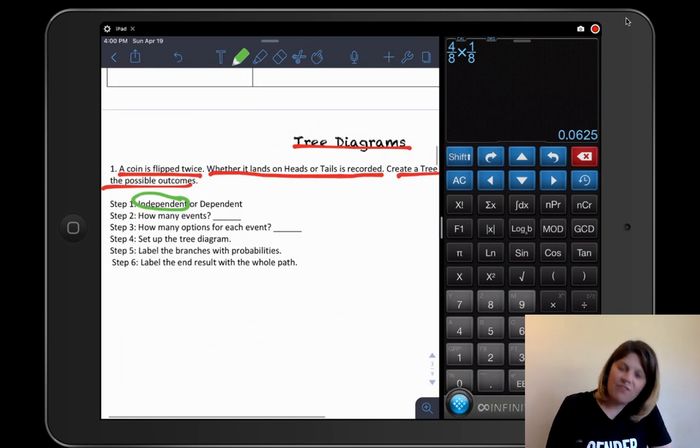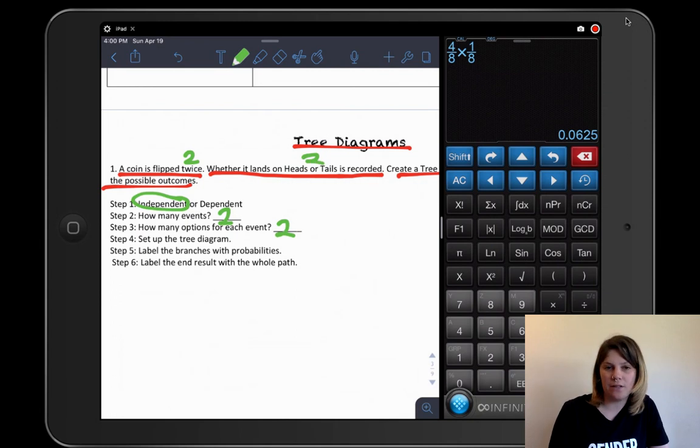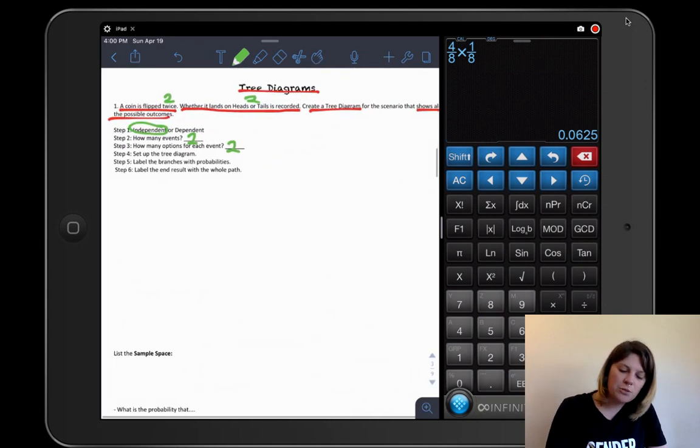So how many events are happening? We're flipping the coin twice. That means there are 2 events in a row happening. And then how many options are there for each event? There's 2 options, right? Heads or tails. So let's set up our tree diagram.